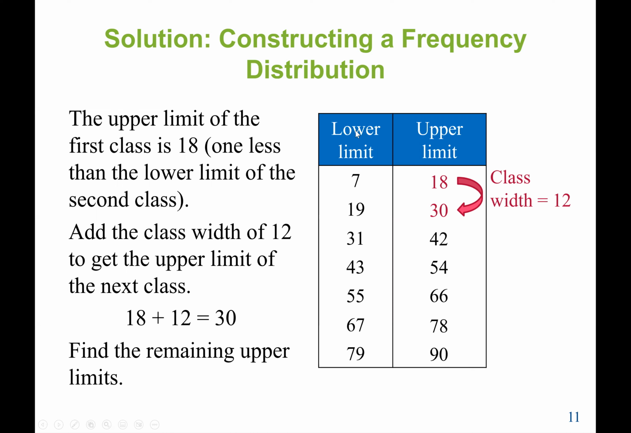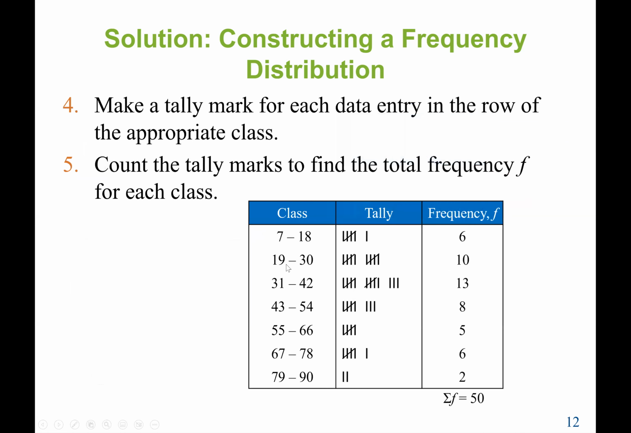So now we have the lower limit. We also have the upper limit. So we get our first column of the frequency distribution, which is the class interval. So this is our class interval now.